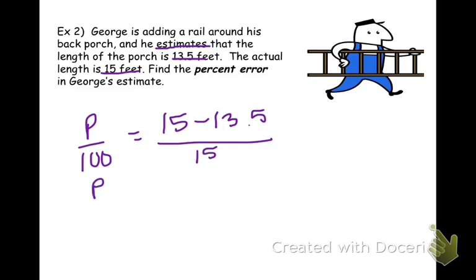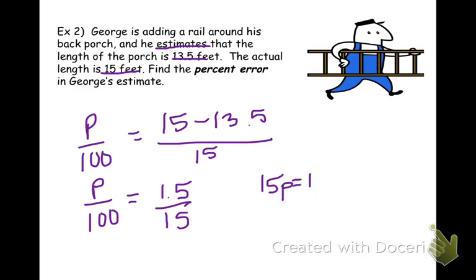So we get P over 100 is equal to 1.5 over 15, which gives us this equation. 15P is equal to 150. Divide both sides by 15. And we're going to get the percent equal to 10%. There was 10% error.